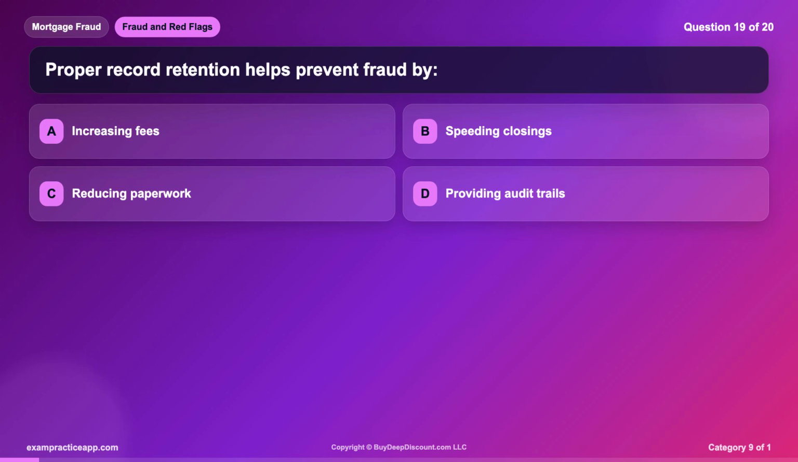Question 19. Proper record retention helps prevent fraud by: Option A, increasing fees. Option B, speeding closings. Option C, reducing paperwork. Option D, providing audit trails. Take a moment to choose your answer. The correct answer is option D. Providing audit trails. Explanation. Records allow verification and audits.